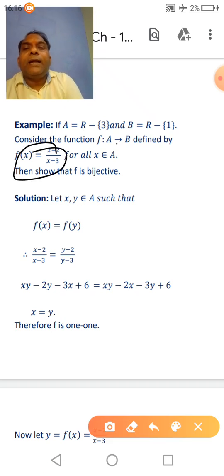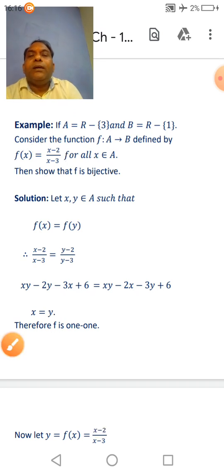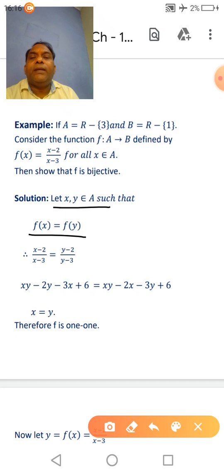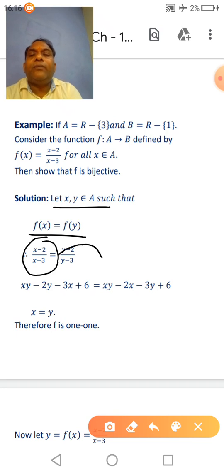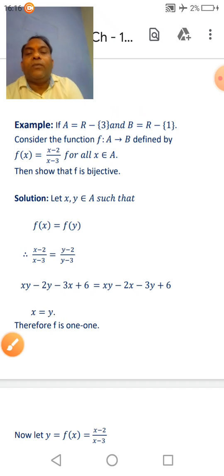Clear? And x belongs to A and y belongs to B. Now solution: as x, y belong to A, put f(x) is equal to f(y). So f(x) will be (x minus 2) upon (x minus 3) and f(y) will be (y minus 2) upon (y minus 3). Now cross multiply it and solve it, then we have x is equal to y. So f(x) is equal to f(y) gives x is equal to y. It means given function is 1-1.